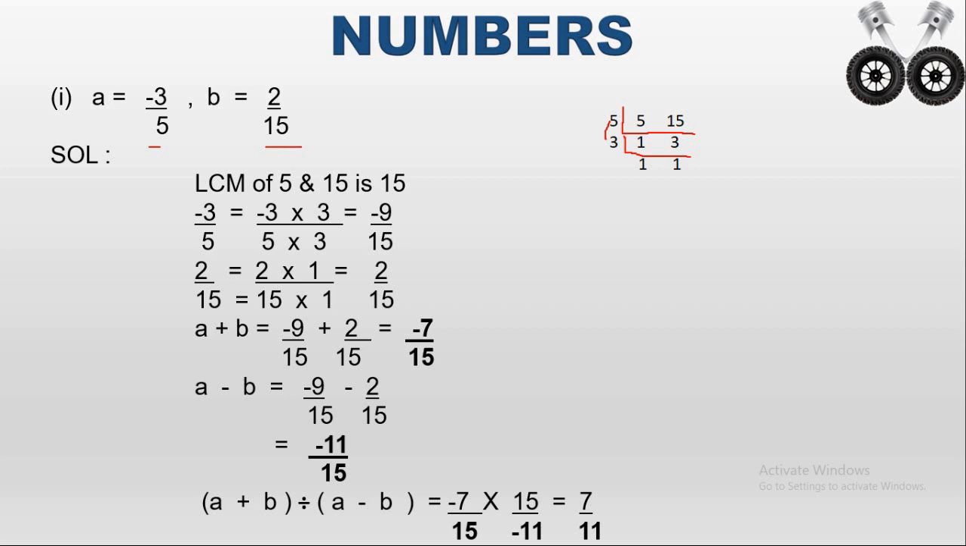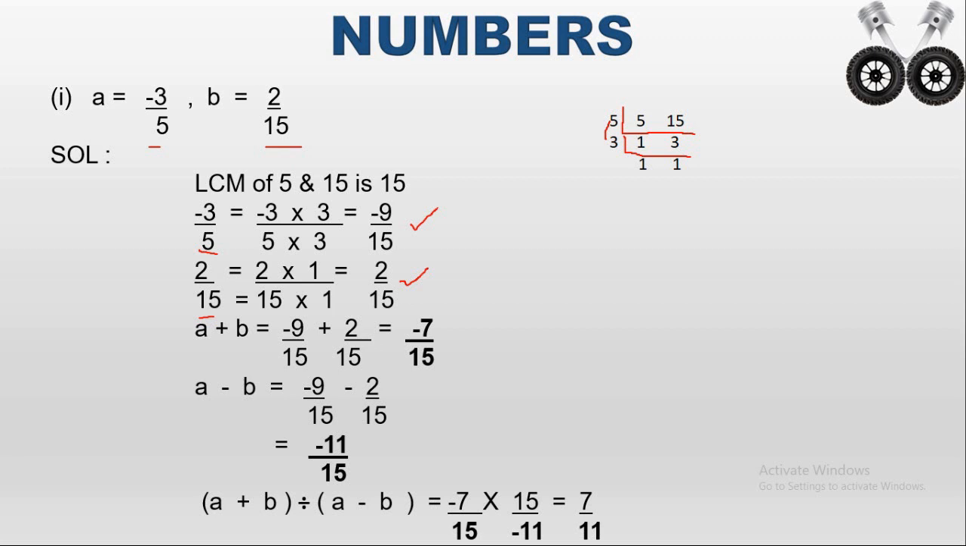First we take the a value, that is minus 3 by 5. We have to convert the denominator 5 to an equivalent 15. So up and down we multiply by 3. Minus 3 into 3 equal to minus 9 and 5 into 3 equal to 15. So the equivalent fraction for minus 3 by 5 is minus 9 by 15. And the second b value is 2 by 15. Here the denominator is 15 itself, so we multiply numerator and denominator by 1. That is 2 into 1 equal to 2, 15 into 1 equal to 15. So now a value will become minus 9 by 15 and b value is 2 by 15.